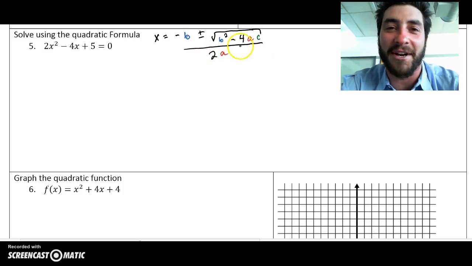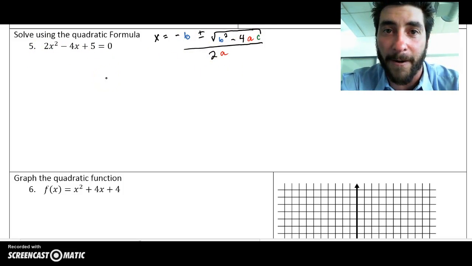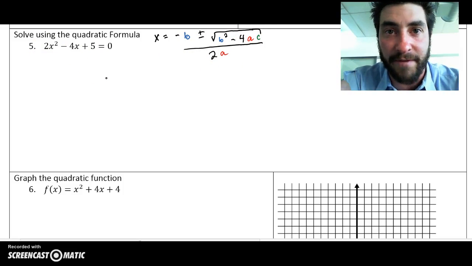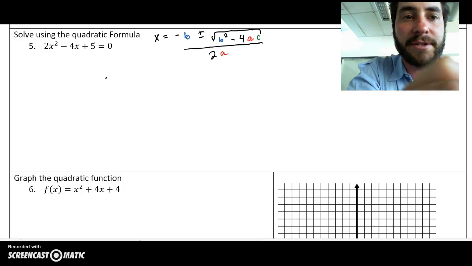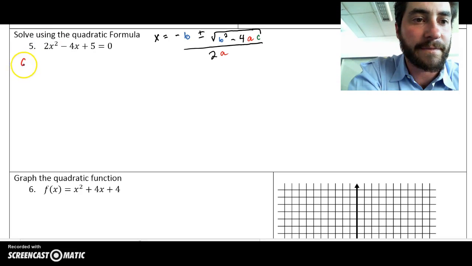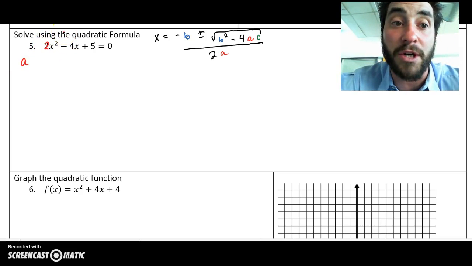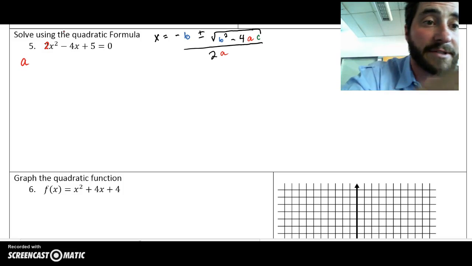Alright, here we go. So, all we need to do to make this equation work is to figure out what a, b, and c are. What's our a value? What's our b value? What's our c value? Turns out our a value is the coefficient of our quadratic term, the x squared term. So, a equals 2.